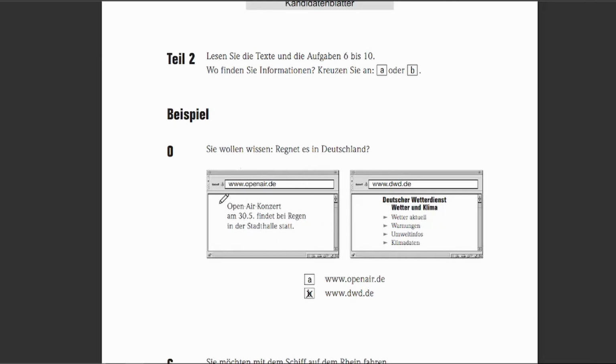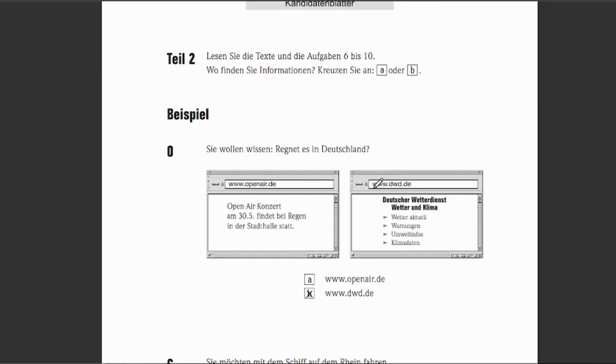This seems to be about a conference. Regen, it's called Regen, but this doesn't suit really well to the question. Here we have to know whether it is going to rain in Germany. It should be a weather forecast. So let's check the next one.